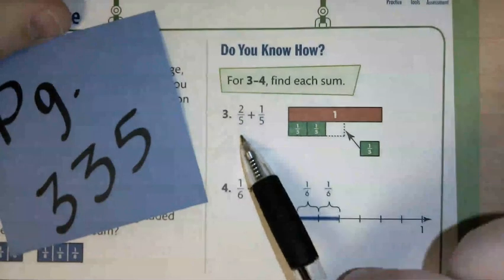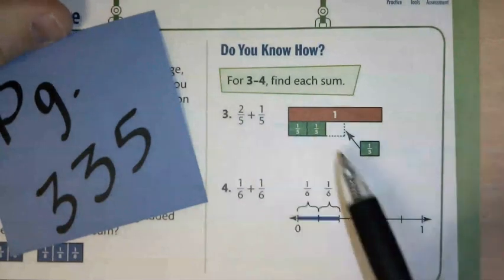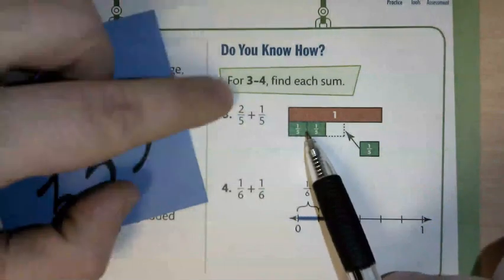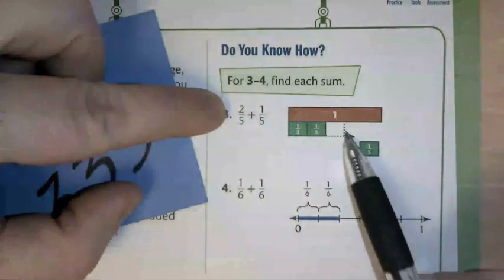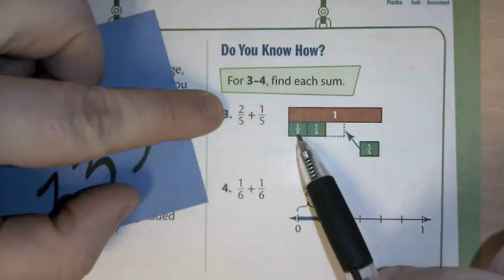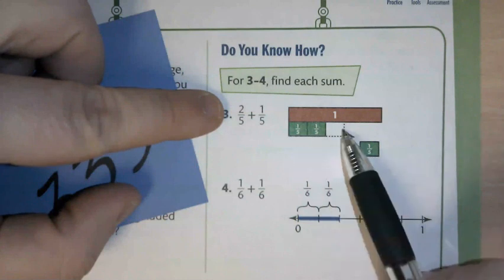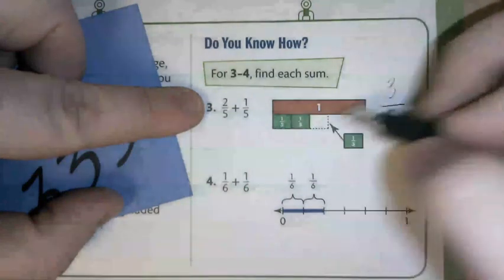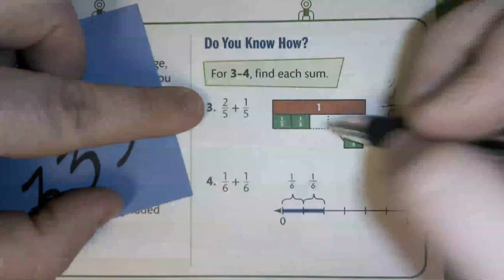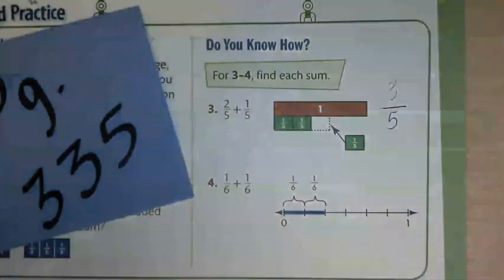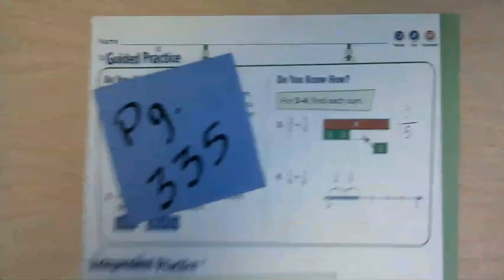All right. For number 3, we've got 2/5 plus 1/5. So they've already put on here our 2 1/5 tiles, right? 2/5. And they're saying if we put one more 1/5 here, how many would we have? Well, we would have 1, 2, 3. And how many would we need to make the whole? We would need 5, right? So this would be 1, 2, 3 is our numerator, and it would take 5 to make the whole. So 3/5.